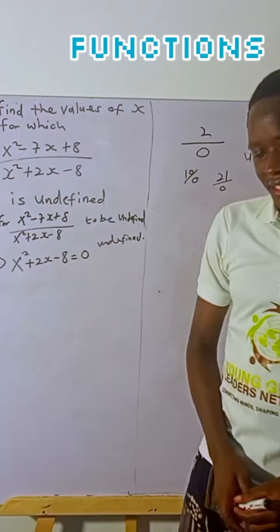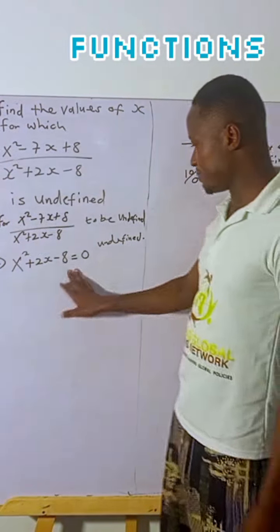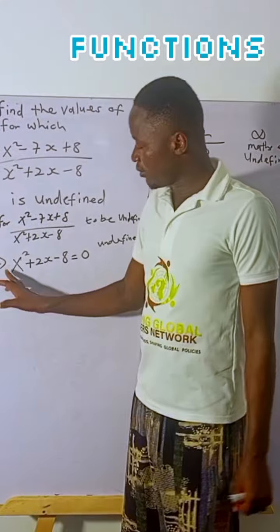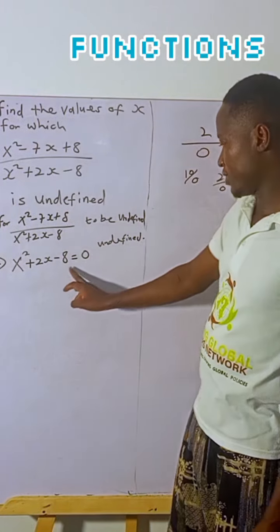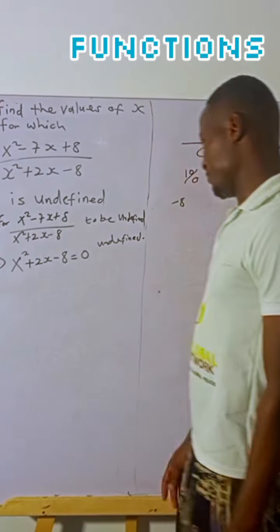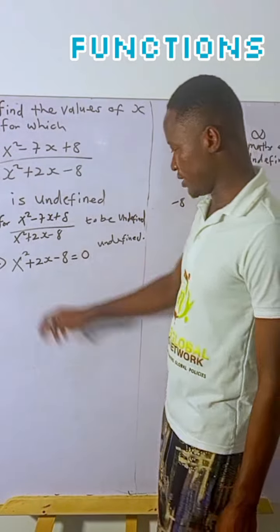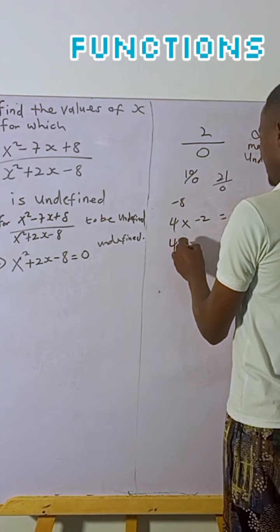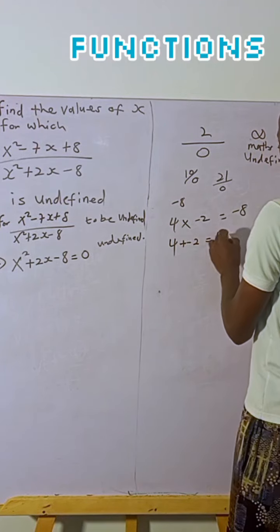Now we know this is a trinomial, so we will solve it by splitting the middle term in two to get four terms. We multiply the coefficient of the highest power by the constant. So 1 times negative 8 gives us negative 8. We need two numbers that multiply to get negative 8 and sum to the middle coefficient. So we have 4 times negative 2 is negative 8, and 4 plus negative 2 is the same as 4 minus 2, which is 2.